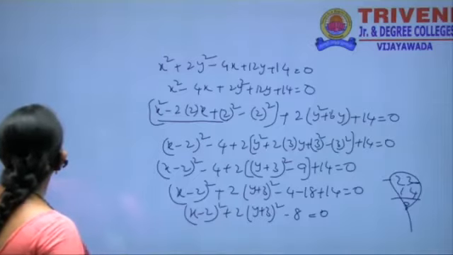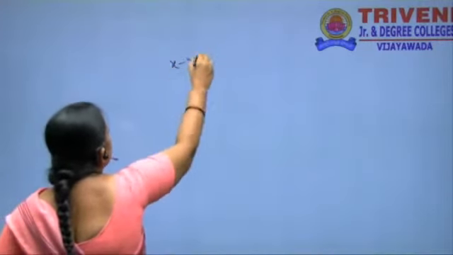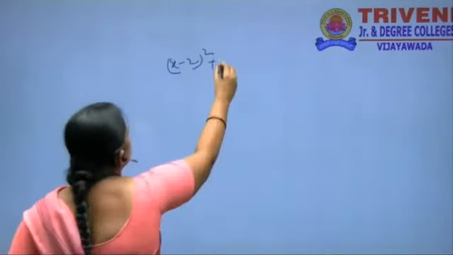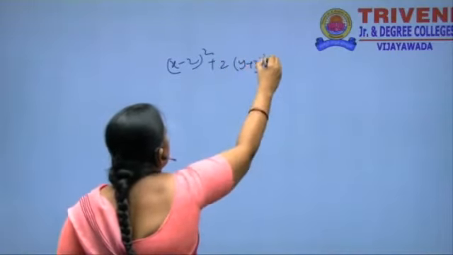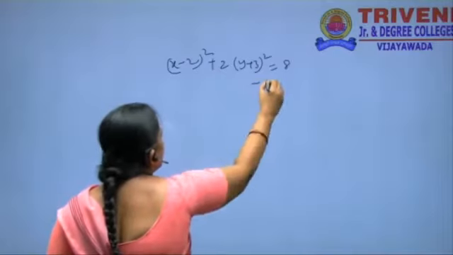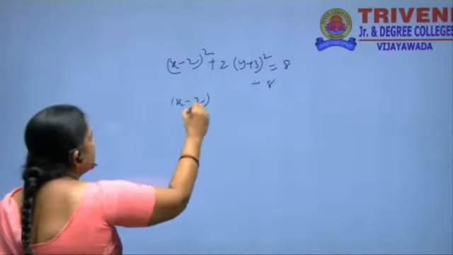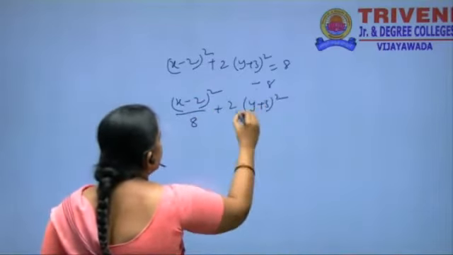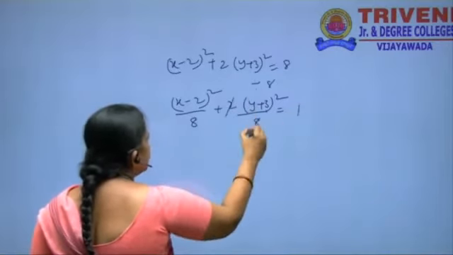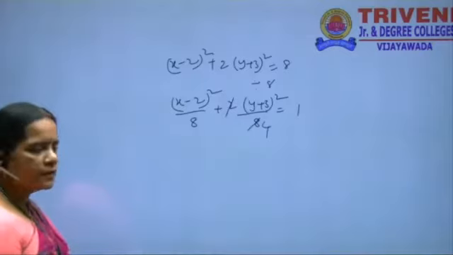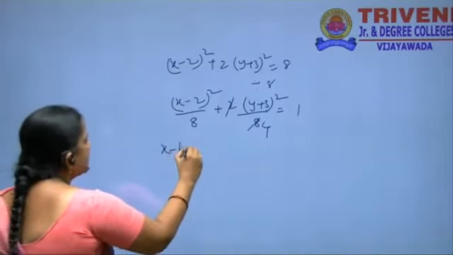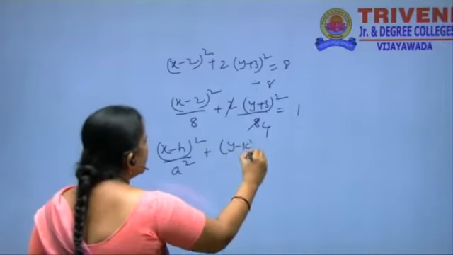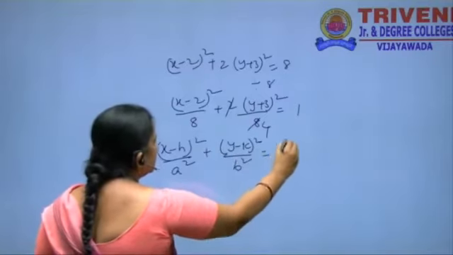Then we have to write here (x minus 2) whole square plus 2 into (y plus 3) whole square is equal to 8. Dividing throughout by 8, we get (x minus 2) whole square by 8 plus 2 into (y plus 3) whole square by 8 is equal to 1. These 2 will cancel here 4 times. This is in the form of (x minus h) whole square by a square plus (y minus k) whole square by b square is equal to 1.